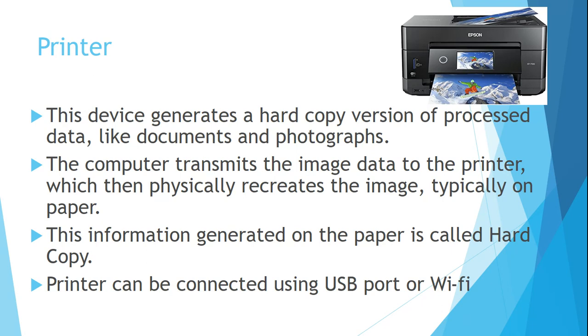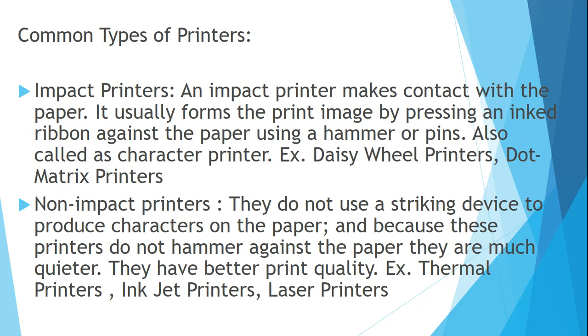That is, if I want to get an image or a picture in hard copy, the image data is sent to the printer and the printer will convert it into a physical copy or hard copy. A printer can be connected using a USB port or nowadays you can get a Wi-Fi printer also. Next, what are the different types of printers? There are two types of printers, impact and non-impact printers.